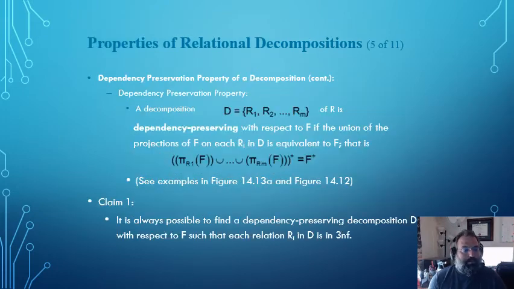Dependency preservation of a decomposition continued. Dependency preservation property, a decomposition D equals R sub 1 through R sub m of R is dependency preserving with respect to F if the union of the projections of F on each Ri in D is equivalent to F, that is, and so on. Claim 1, it is always possible to find a dependency preserving decomposition D with respect to F such that each relation Ri in D is in third normal form.